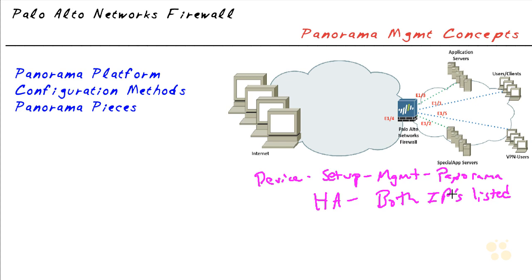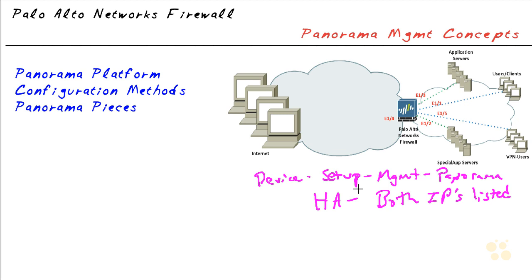Now, the same screen can be used to disable the pushing of policies or objects or certain things like that, or of device and network templates. Again, we'll go through each of those as we go down here. Both of those are enabled by default. So once I set up my device on here, Panorama is going to push whatever it wants down to me, and life is going to be simple that way.